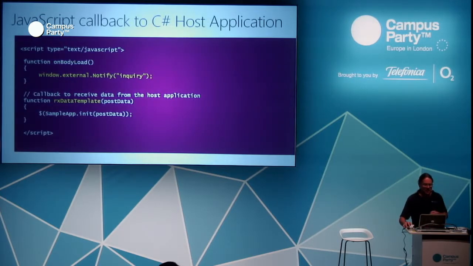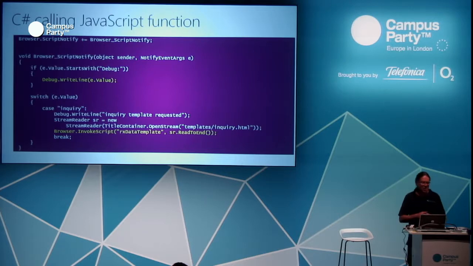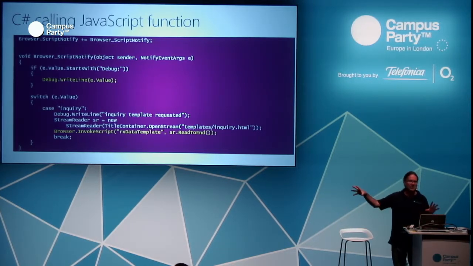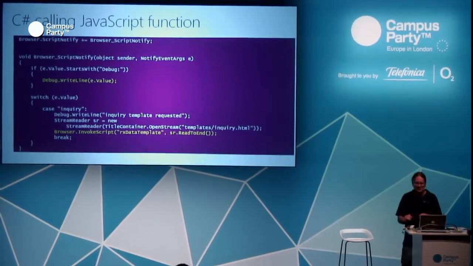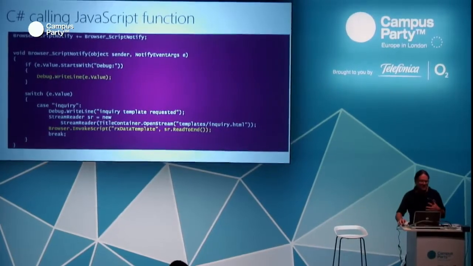And so here we've got an example getting the inquiry string, and the JavaScript is calling out and sending that to our C# host application. And the C# then can actually call back in. In this case, it's opening an HTML file that's stored locally with a stream reader, and it's sending that string to the JavaScript and invoking it. So you can dynamically invoke JavaScript as well. So it's very rich and very flexible.